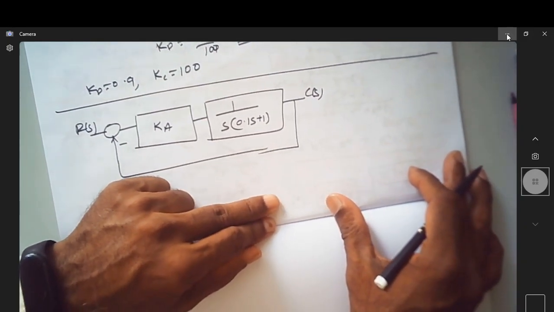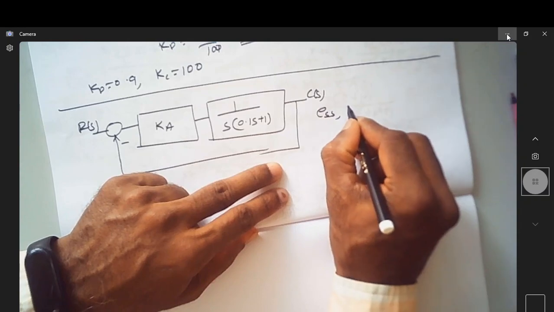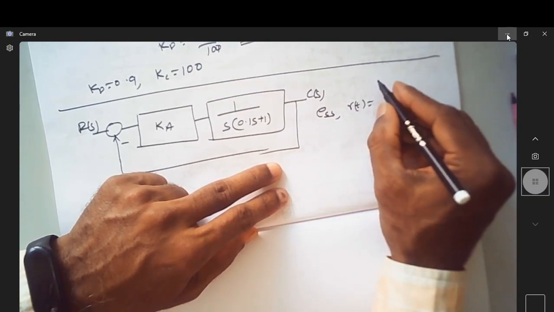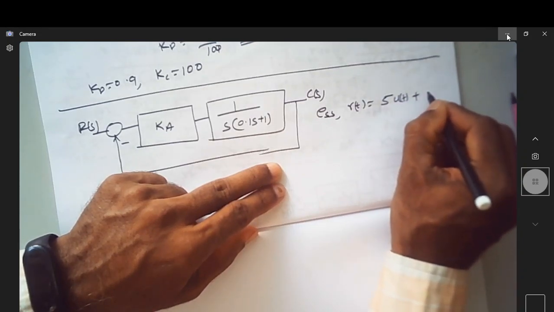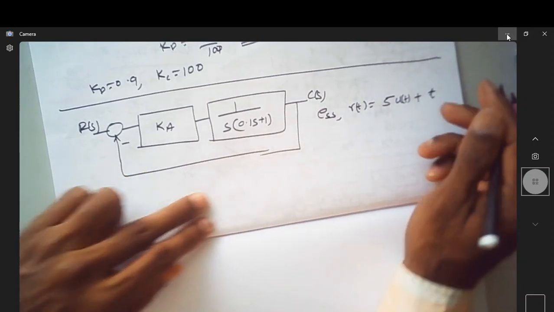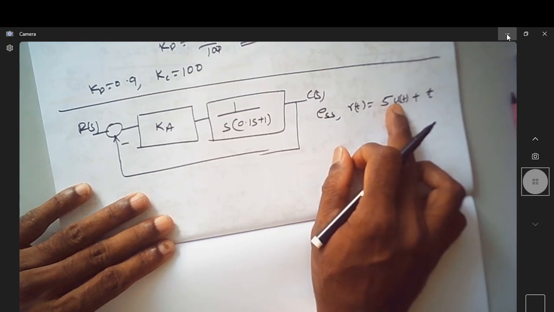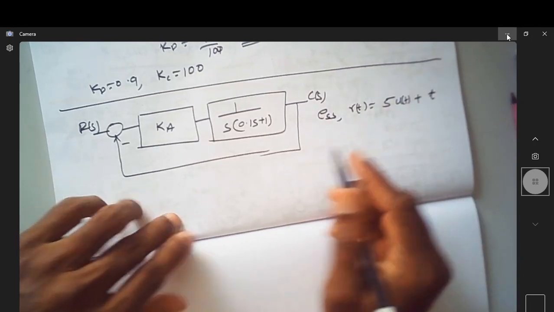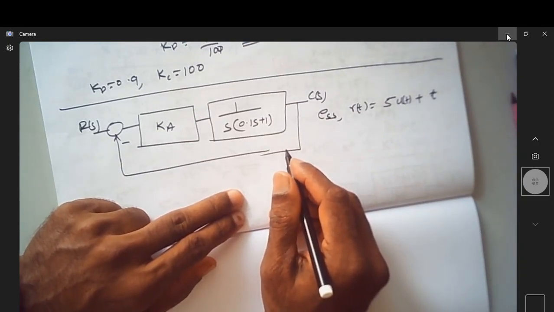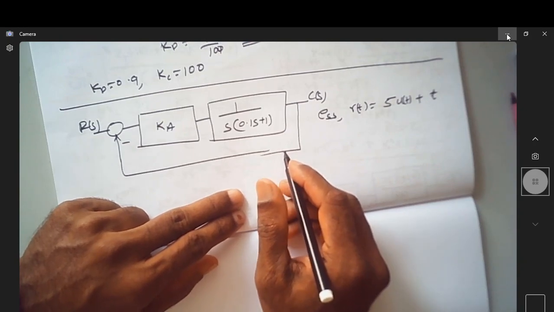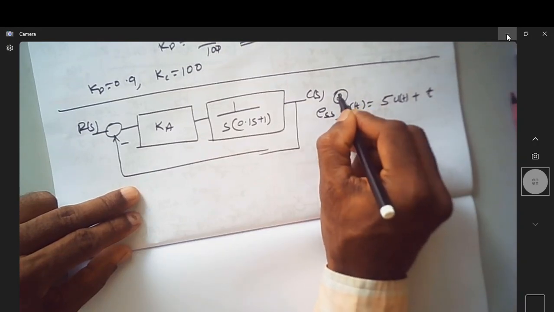Now we are asked to find what is ESS for an input of 5 u(t) plus t. So it is a combination of input which is having a unit step of magnitude 5 and a ramp input. So now, okay, let us try to focus. This is the second part of the problem.